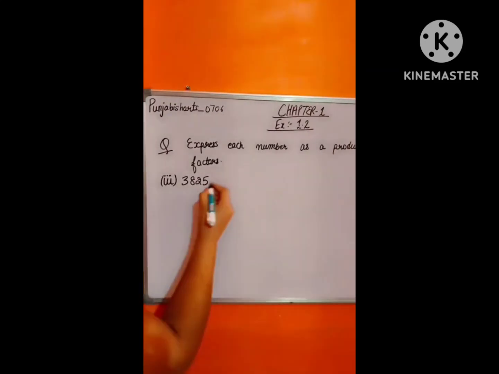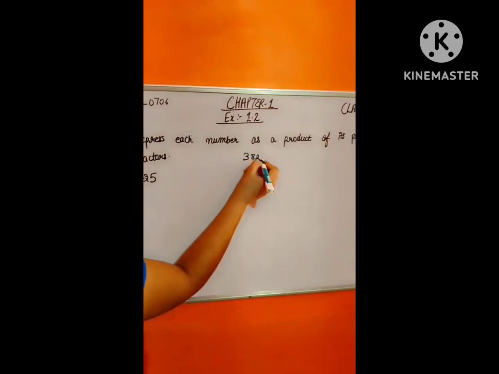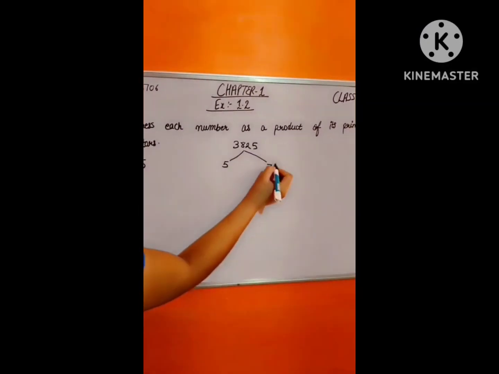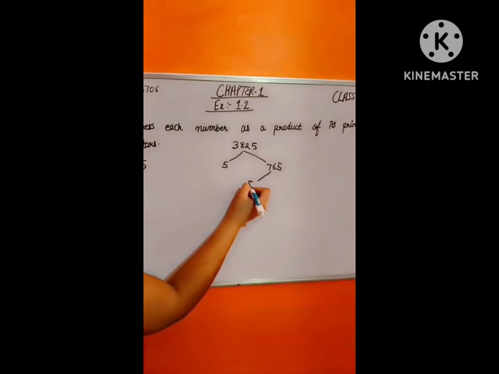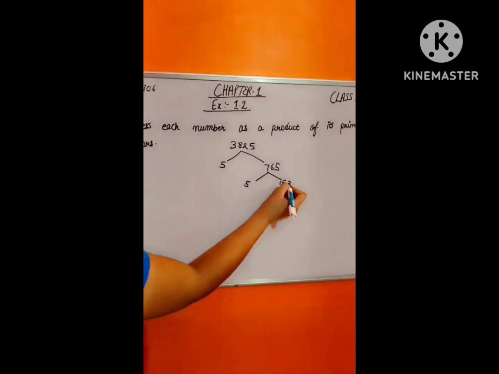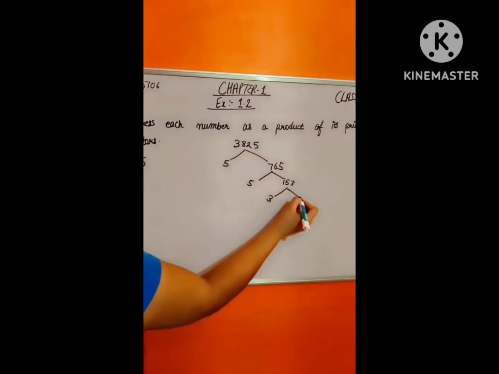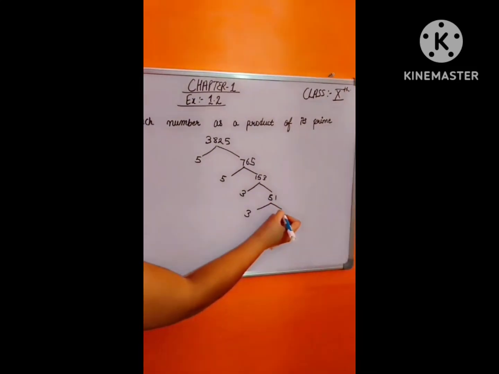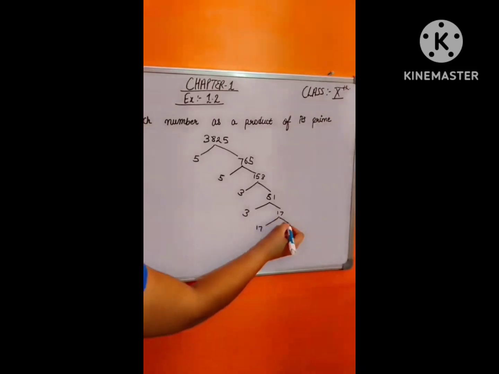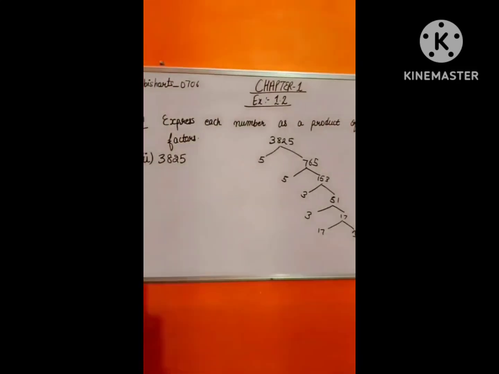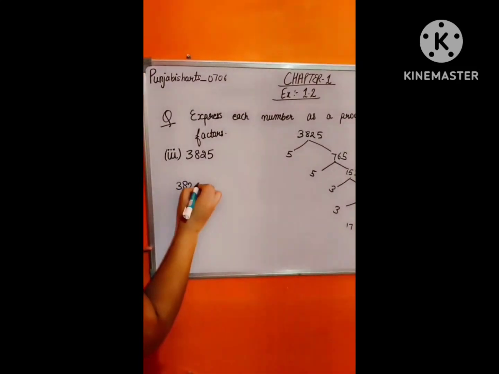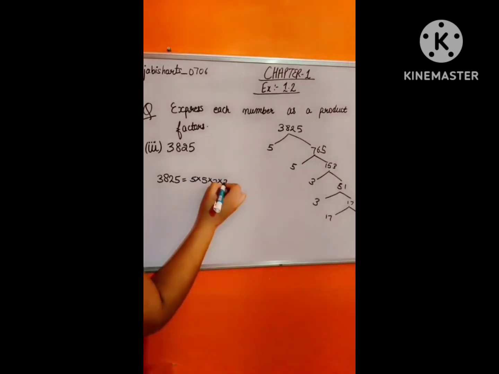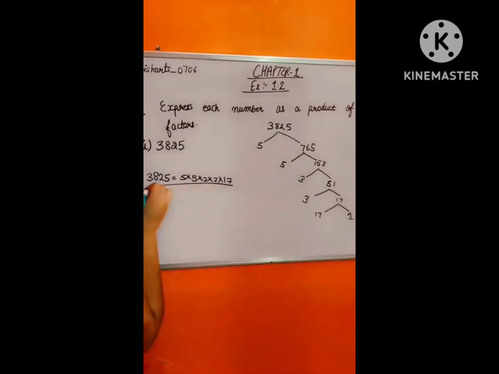For the third part, 3825. It can be written as divided by 5, 765. Again by 5, 153. Now 153 divided by 3, 51. Again by 3, 17. Now 17, 1. So 3825 can be written as 5 into 5 into 3 into 3 into 17.